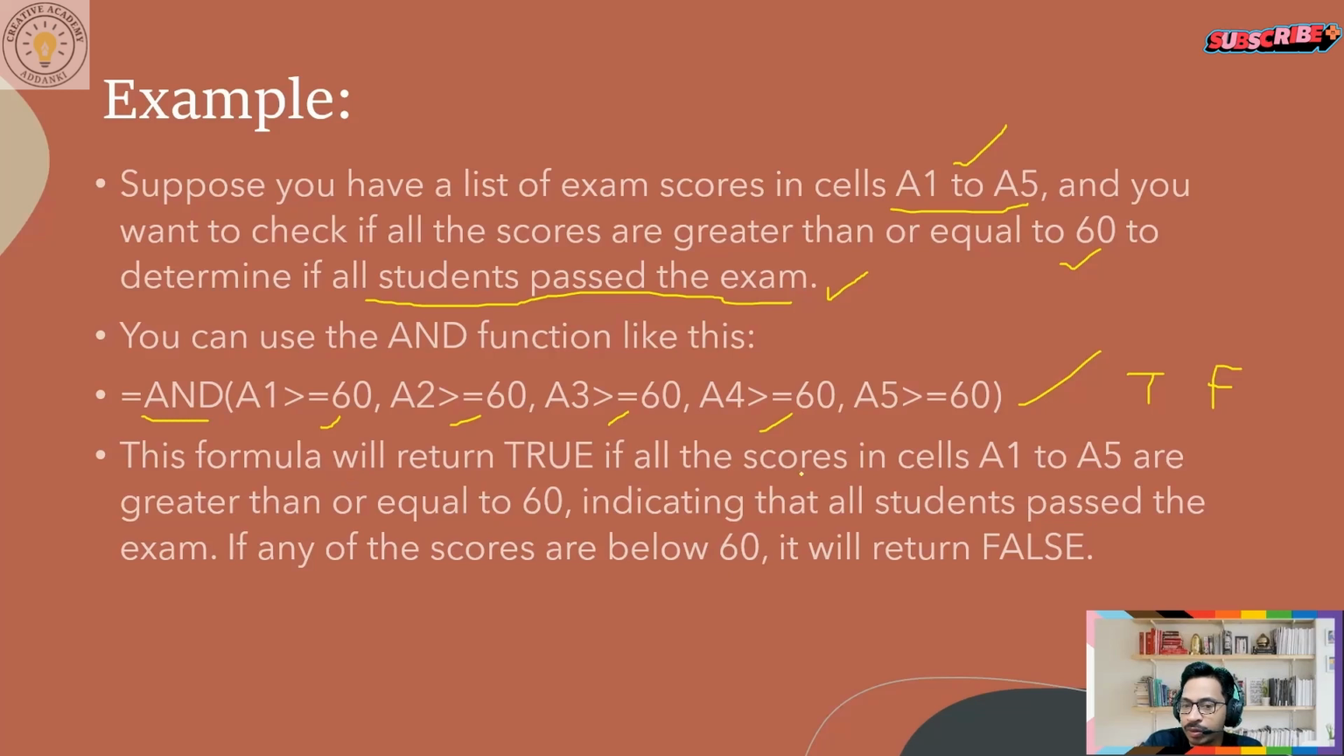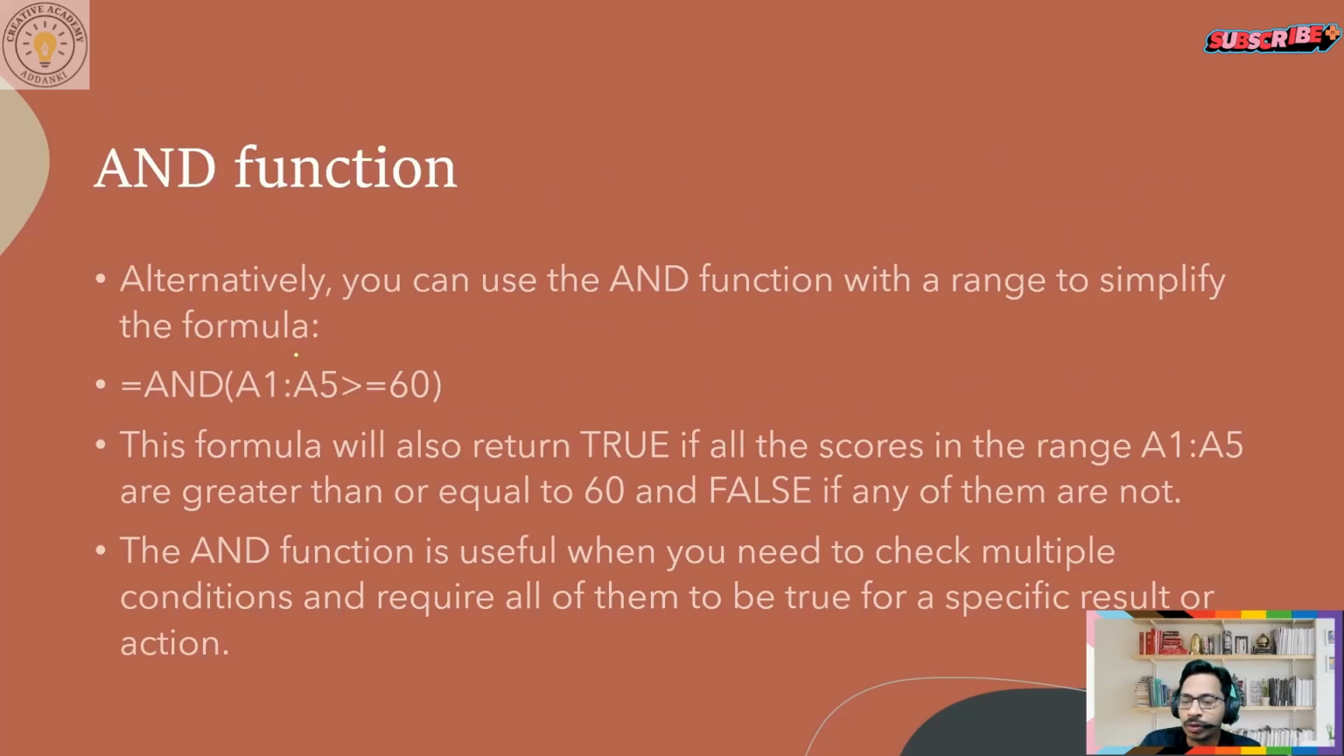This formula will return true if all the scores from A1 to A5 are greater than or equal to 60, indicating that all students passed the exam. If any of the scores is below 60, it will return false. So, sir, is it compulsory to specify every cell address?